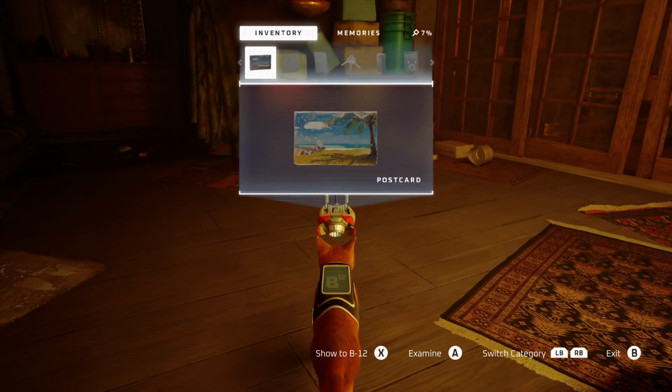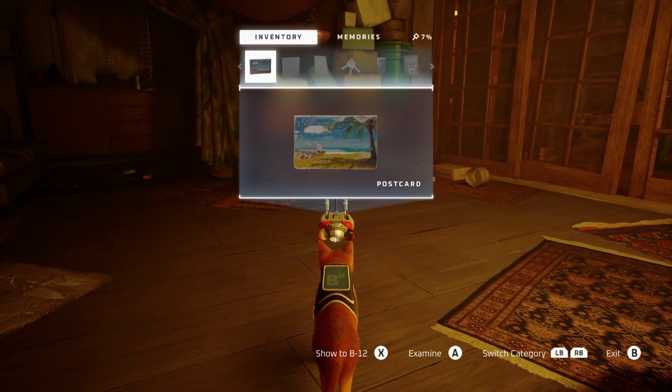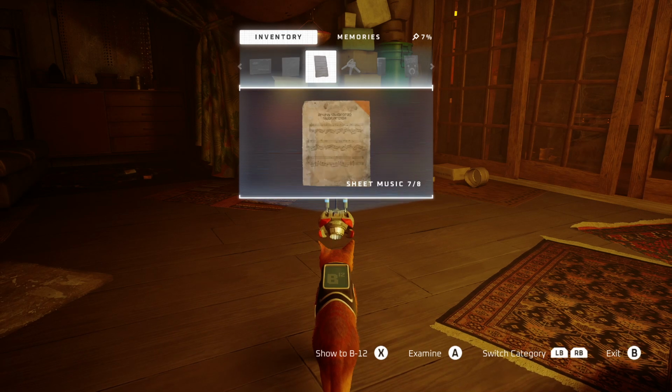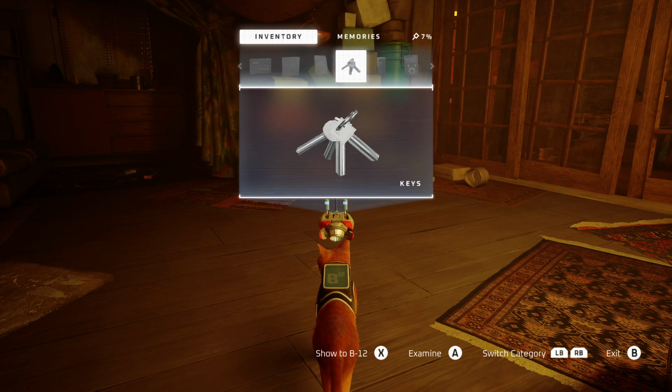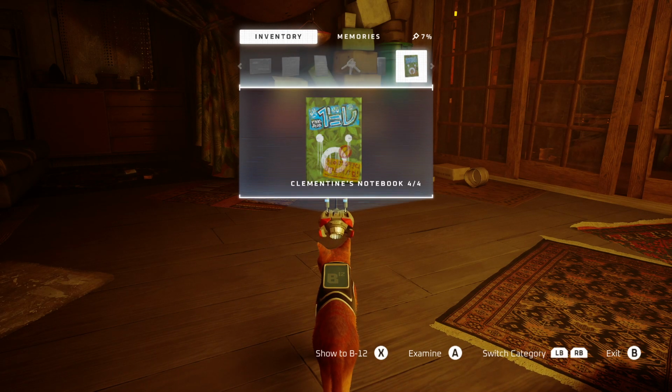So let's see what I have in my inventory now. I've got sheet music, keys, another energy drink can, Clementine's notebook.